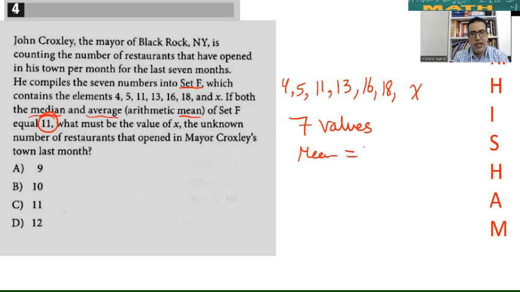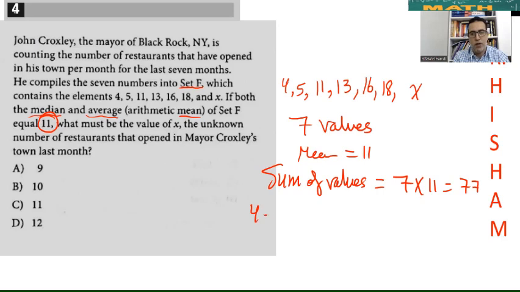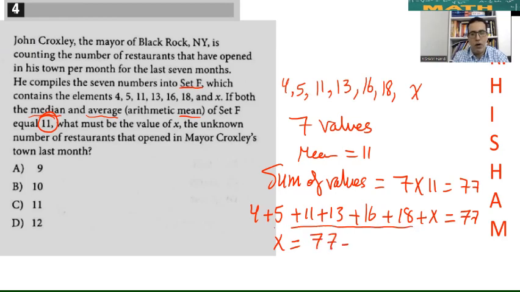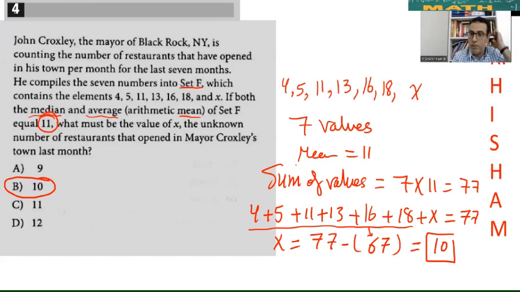Since I have 7 values and the mean is equal to 11, I know that the sum of the values should equal 7 times 11, which is 77. So 4 plus 5 plus 11 plus 13 plus 16 plus 18 plus x should equal 77. So x is equal to 77 minus the sum of all of these values. What is the sum of all of these values? Let's use the calculator. 4 plus 5 plus 11 plus 13 plus 16 plus 18 is equal to 67. So 77 minus 67 is equal to 10. So the number of restaurants opened, x, should be 10.